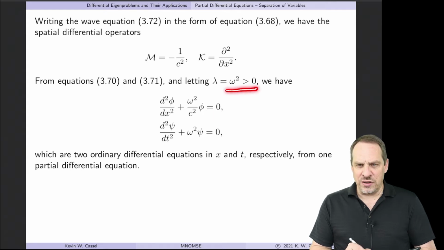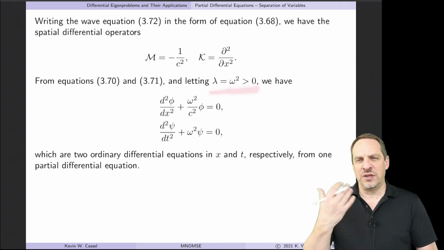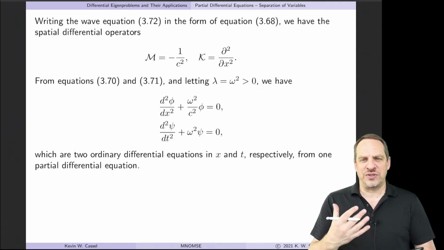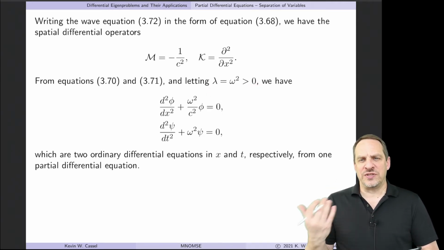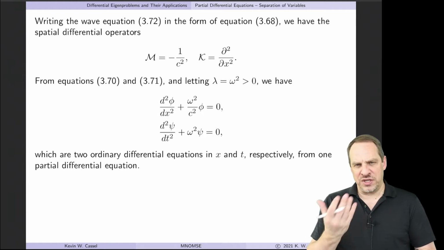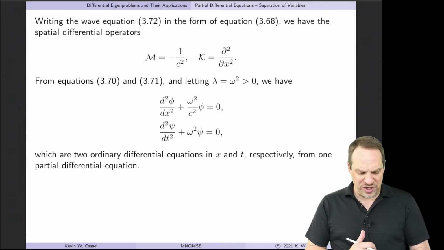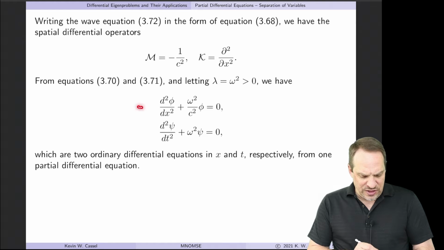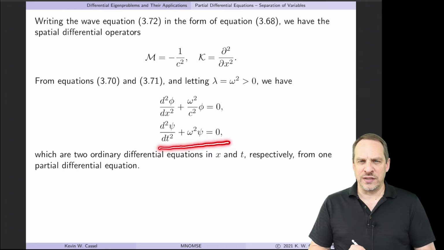This omega squared, that's always going to be positive, and that's our lambda. So I'm using omega here to indicate a frequency, whereas before we used a mu. So it's the same as the mu that we used before, but because it's a frequency, we'll call it omega. So that's the equation for phi as a function of x. And then the equation for psi as a function of t is d squared psi dt squared plus omega squared psi is equal to 0.